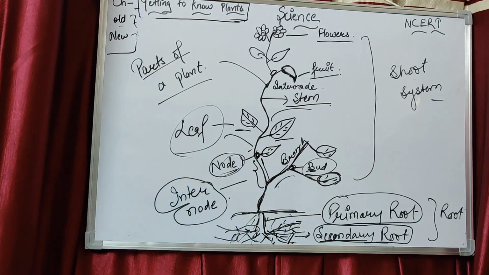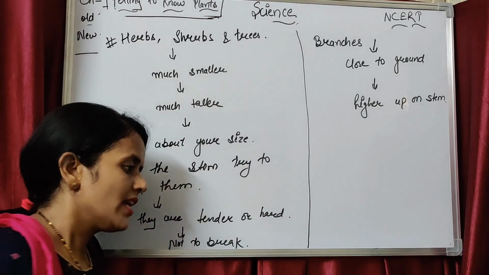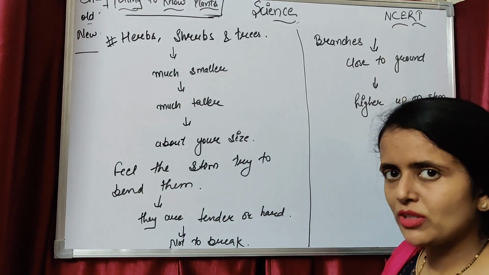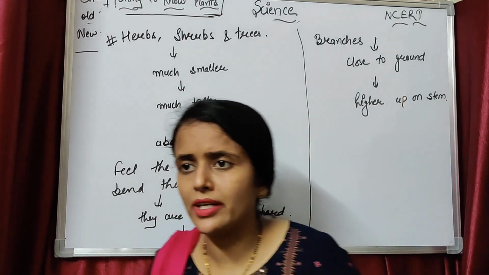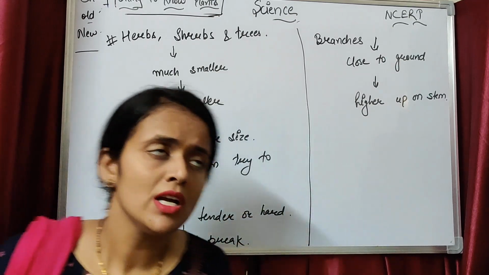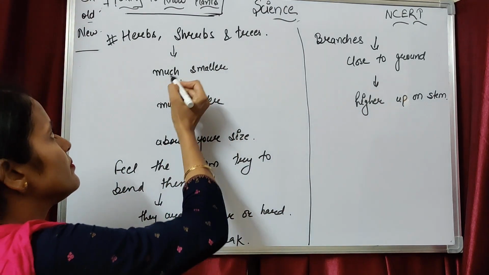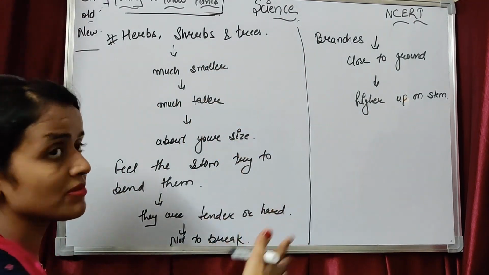Yes, take a look at this diagram. Yes, so our new topic is herbs, shrubs and trees. Till now we have studied the parts of the plants, variety of the plants. Now we will study how the variety of plants are different in appearance, different flowers, different leaves. So our first topic is herbs, shrubs and trees. How will we differentiate that these plants are herbs, shrubs and trees?